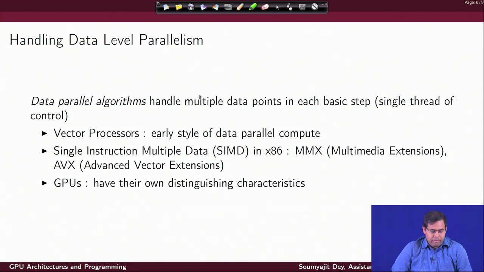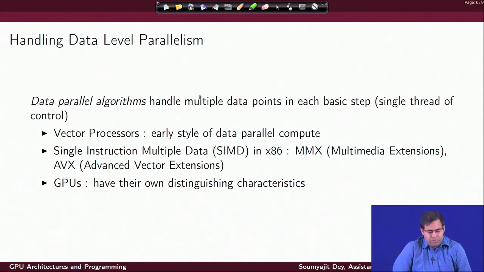Coming to handling of data parallel algorithms, there are three popular techniques. The third one of course is the general one, graphics processing units. The first one was vector processors. This was the early style of data parallel compute. If you are trying to do the same operation on a parallel set of data points, the solution that was proposed was vector processors. We will learn a bit about them.